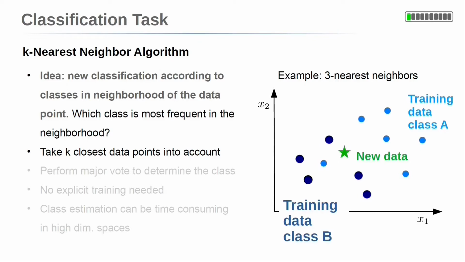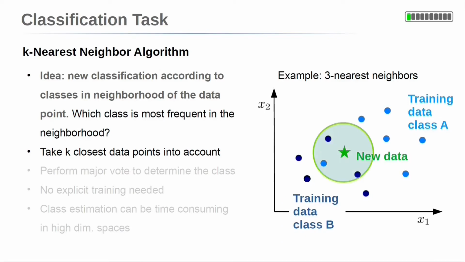So the algorithm identifies the k closest data points with respect to our new data point. In our example, we choose k equals 3. The algorithm then takes the three closest data points into account. They are usually identified by using a metric, like the Euclidean distance with respect to the input variables. In the two-dimensional example here, this is the green circle. Its size is determined so it includes exactly 3 data points.